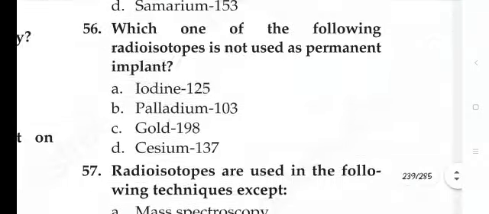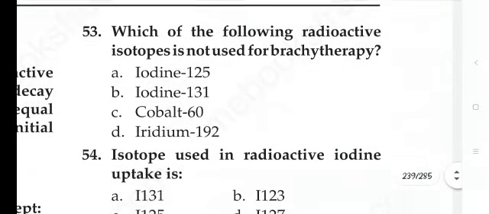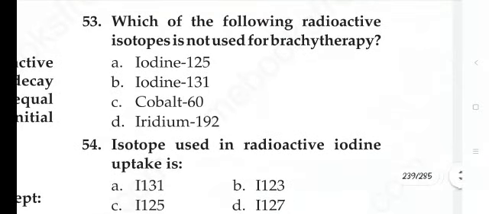Next question, which of the following radioactive isotopes is not used for brachytherapy? So the options are option A iodine 125, option B iodine 131, option C cobalt 60, and option D is iridium 192. The answer of this question is option B, that is iodine 131.